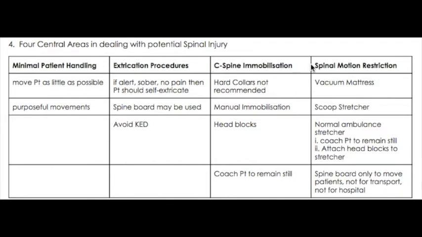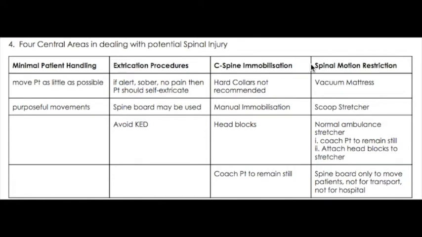Spinal motion restriction. Techniques to maintain spinal motion restriction, in order of preference, are a vacuum mattress. A vacuum mattress is a mattress that is filled with small polystyrene balls that is flexible. A pump is applied, which sucks out all the air and then makes the vacuum mattress very firm, and it adapts to the patient's own anatomy. A scoop stretcher is second in preference. The problem with the scoop stretcher is that it can result in the patient becoming quite cold. However, it has a less risk of bed sores than a spinal board.